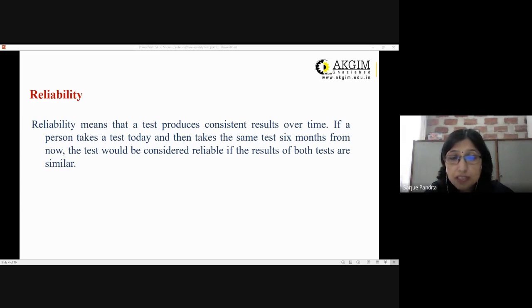If two persons are taking the same test, it cannot give one different analysis for one person and a different analysis for the other, right? So results have to be the same. When we say results have to be the same, that does not mean the performance of the two persons on the test has to be the same. We are talking about the analysis of the test having to be the same.